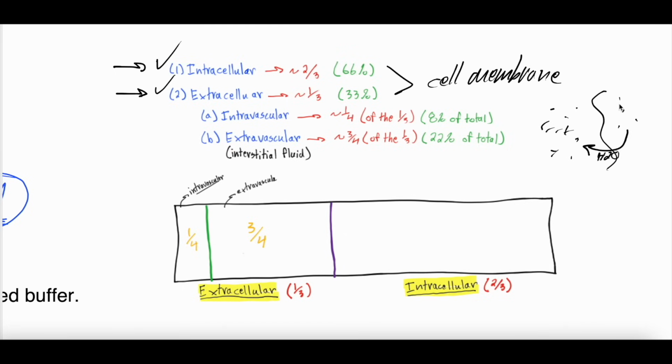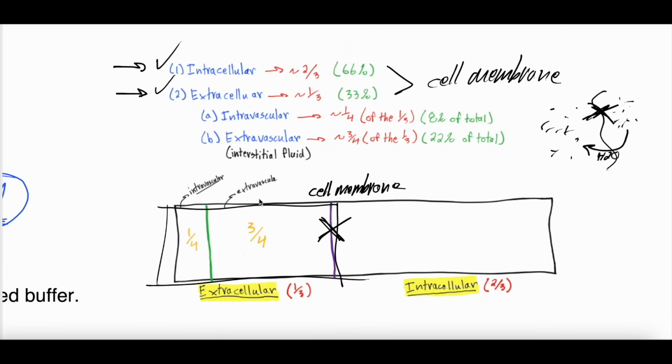When something is isotonic, it's the same tonicity on both sides, so there's no traveling of fluid across the cell membrane. So when we think about the intracellular compartment and the extracellular compartment, Lactated Ringers will not cross the cell membrane from the extracellular compartment to the intracellular compartment. It will just stay in the extracellular compartment.